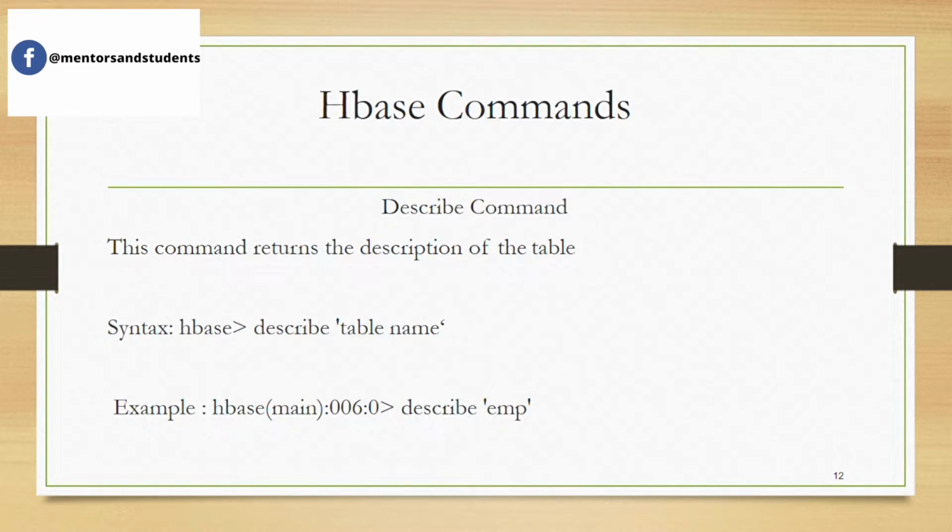Next is a very important command, the describe command. With the help of this command, we can return the description of the table. That means all the properties, name, rights. For this there is a simple command. Just mention describe and within quotes mention the table name. For example, your table name is EMP. So just mention describe and the table name EMP. With this command, we can show the whole description of EMP. That means how many columns, how many column families.